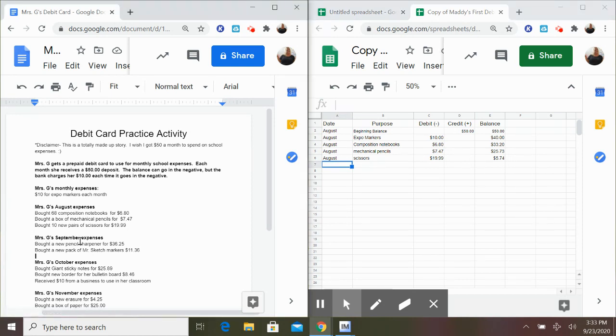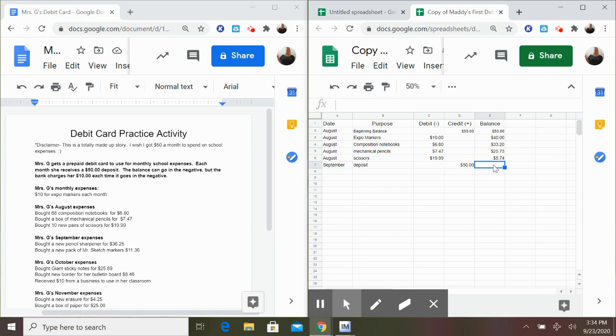So now I'm moving on to September. I can't forget though that each month I get a $50 deposit. So I'm going to type in September. Well, I typed it in the wrong place again. Let me click over here. Got ahead of myself. September. And I get a deposit. So I'm just going to write deposit, monthly deposit. And this is not a debit. This is a credit. So I'm going to put it under the plus sign. So it's $50.